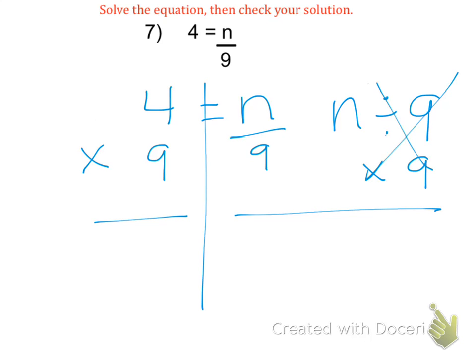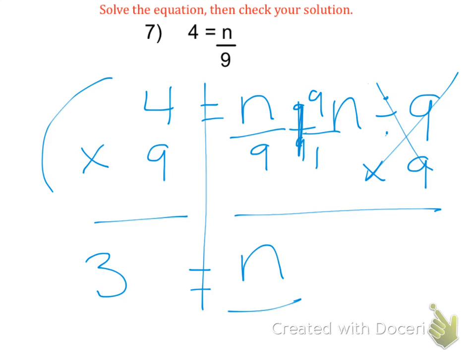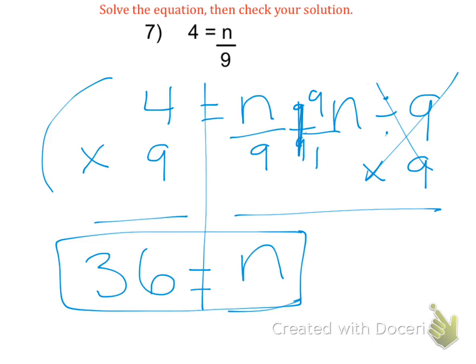And these pretty much cancel each other out, and you are left with n. Because if you do the multiplication, you really end up with 9 over 9, which is the same as 1. And then you're doing 1 times n again. So on the right side, we get n. On the left side, 4 times 9, we get 36. Let's check our answer.